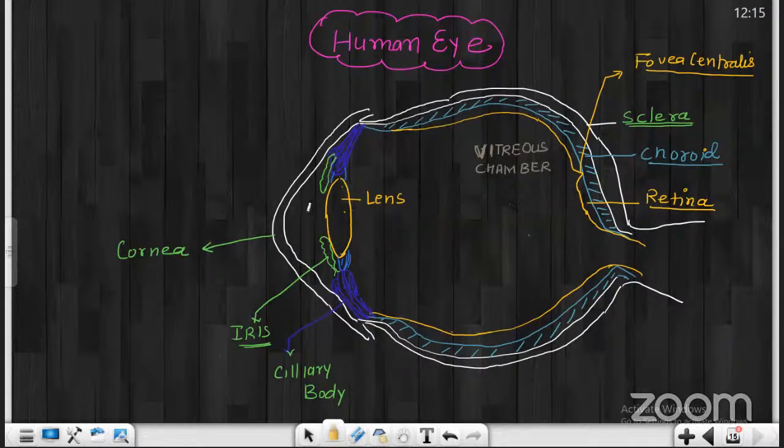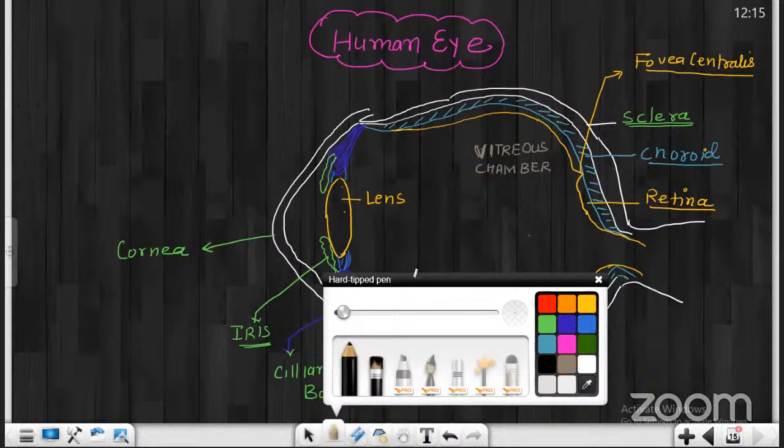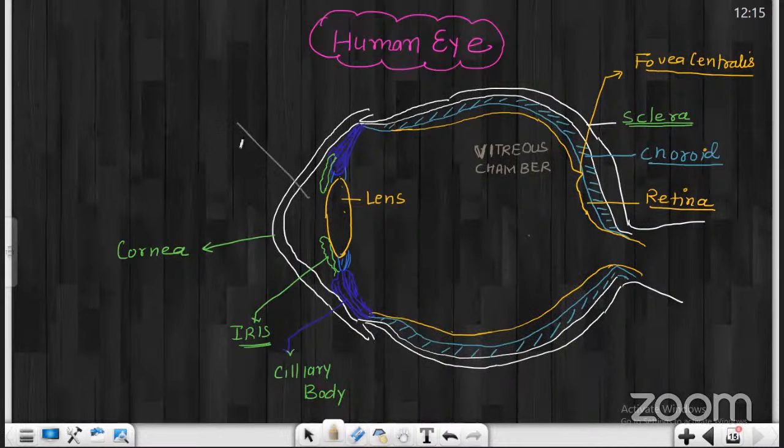अब you can see this particular region here. I have a particular region. This is a chamber. This chamber is called aqueous chamber. It is called aqueous chamber. So this is your aqueous chamber.